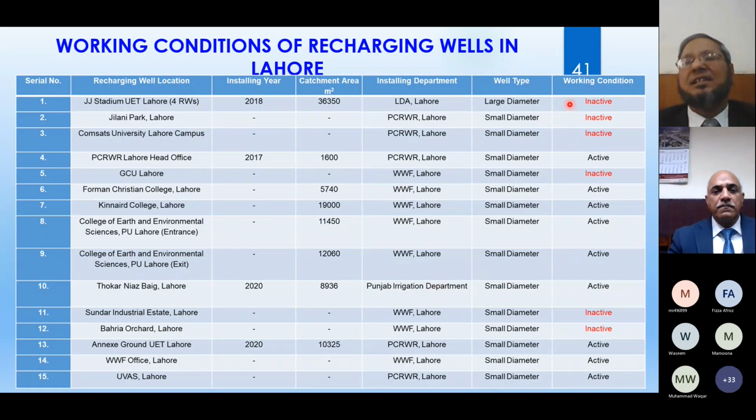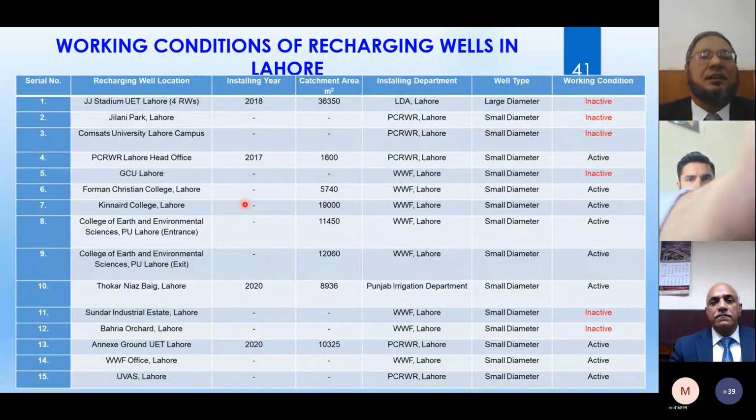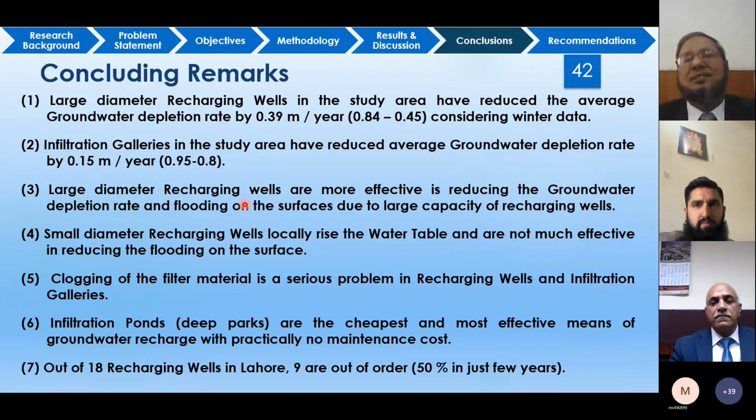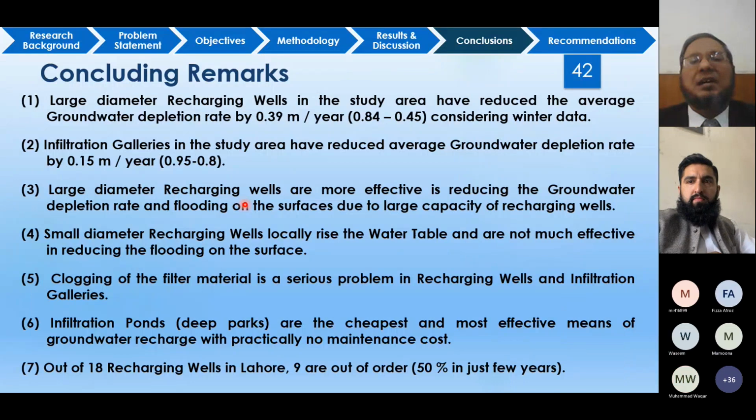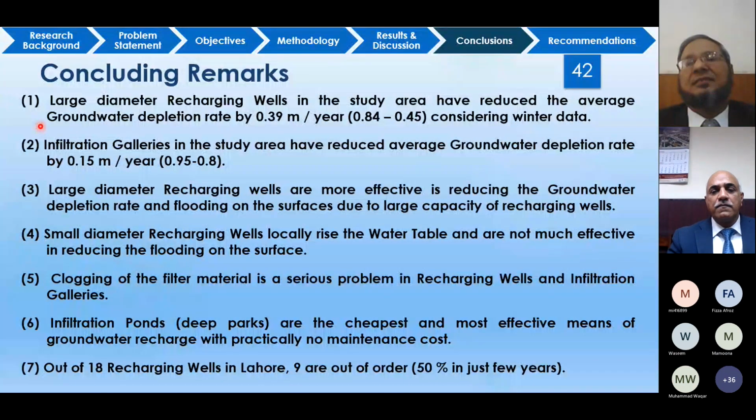As per present health, out of 18, 9 recharging wells are out of order, they are not working. These recharging wells were recently installed, maybe around 2017. So these are the concluding remarks: the large diameter recharging wells in this study area have reduced the average groundwater depletion rate by 0.39 meter per year, considering winter data, and infiltration galleries have reduced it by 0.15 meter per year. It means the large diameter recharging wells are more effective in maintaining the groundwater level.